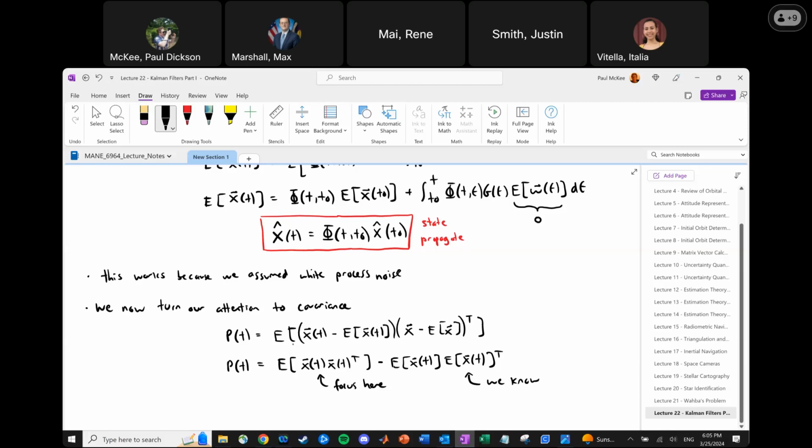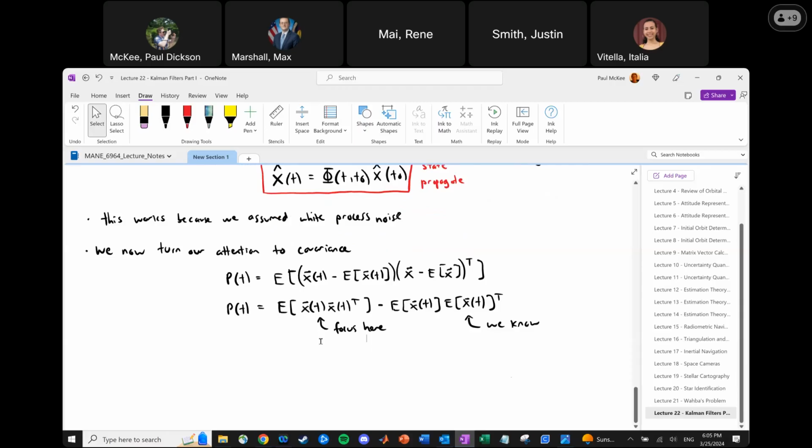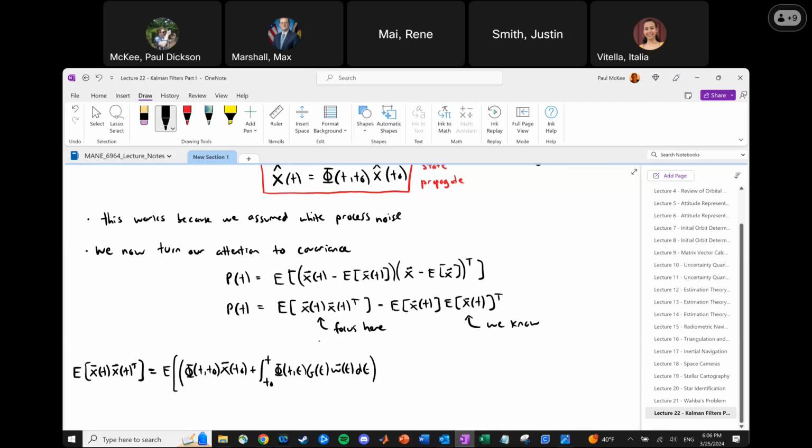So the expected value of x of t x of t transpose, well, we're basically going to need to write out what x of t transpose is, and then take the expected value. So we're entering the realm of, gee, I sure hope we can fit this equation all on one line, and we're going to be there for a while. So the expected value of x of t, x of t transpose is the expected value of, open parentheses, phi t naught x of t naught plus the integral from t naught to t of phi of t and epsilon, g of epsilon, omega of epsilon, d epsilon. Okay, and then all of that again transposed.